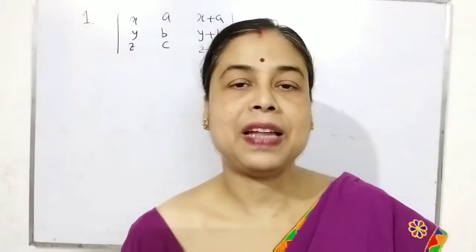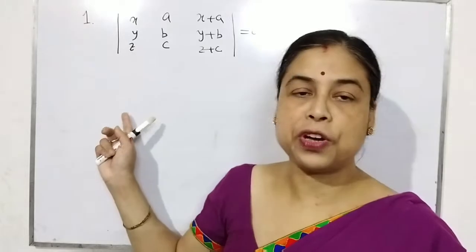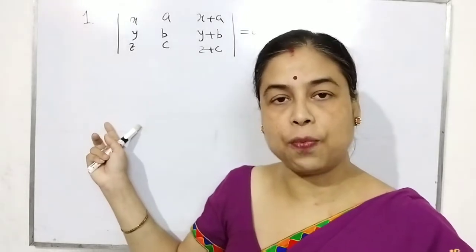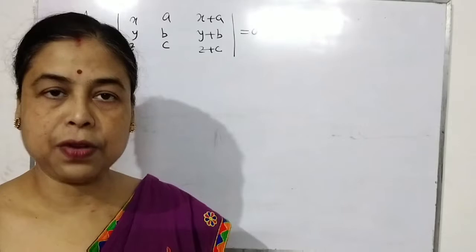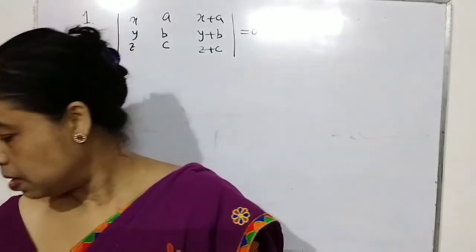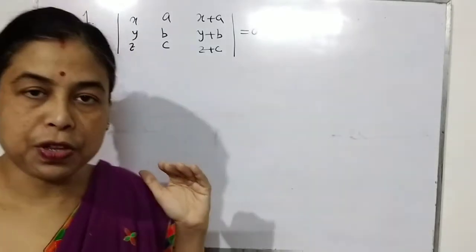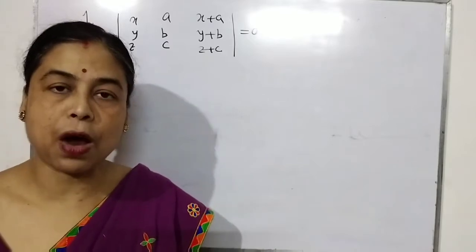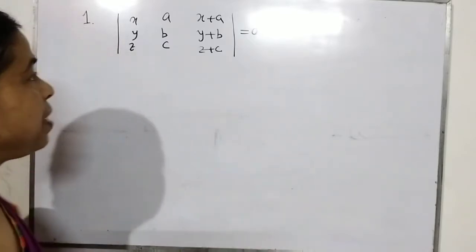Hello student. In the last video we solved some of the questions. Now let us proceed to question number 1 of exercise 4.2. Your question is: using properties of determinants, without expanding, prove these. You have to use the properties of determinants but get the answer without expanding. So obviously we have to proceed.